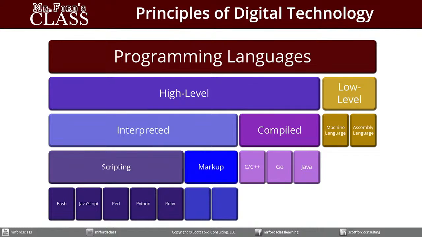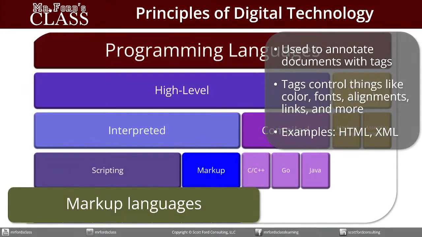There's our table that we're still building out. Now, finally, markup language is a fairly simple one to remember. If you've ever done web development, you've done HTML. With markup languages, we use annotated documents with tags. For example, if we want to make something bold, we have to put the tags in to make it bold or italics or whatever. Tags control things like color, fonts, alignment, links, and more. Examples of markup languages include HTML and XML.